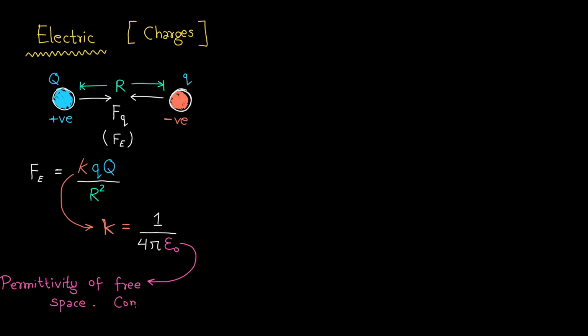It's the resistance of space to form an electric field, and the value is on the screen. It's actually 10 to the minus 12, and I'll correct that in a minute. K has a rough value when you calculate it of 8.99, or roughly 9 times 10 to the power 9.